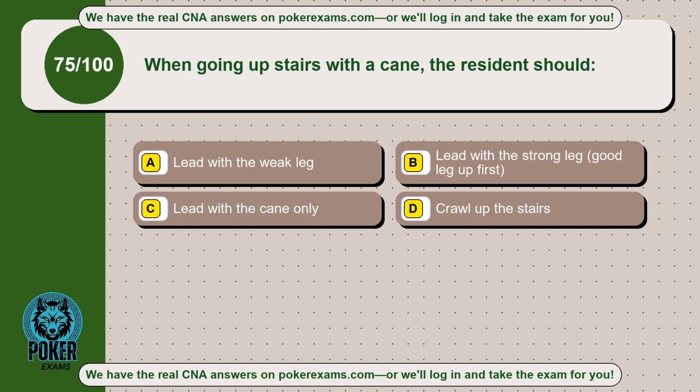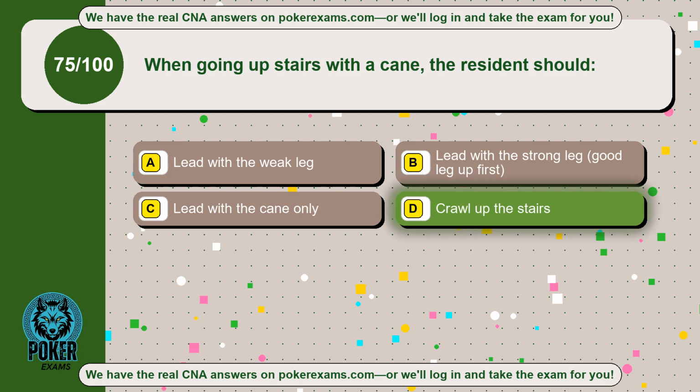Question 75. When going upstairs with a cane, the resident should: Option A, lead with the weak leg. Option B, lead with the strong leg. Good leg up first. Option C, lead with the cane only. Option D, crawl up the stairs. The correct answer is option D.